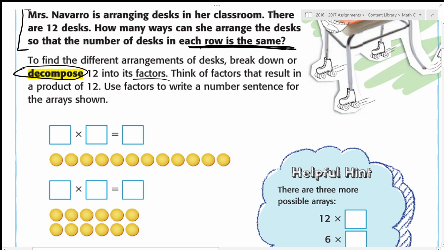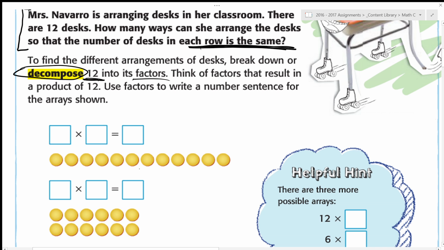Now decompose, if you think about it, decompose with plants and animals is that it breaks down into smaller parts, and that's what happens when you leave a piece of fruit out. It breaks down, it starts to get moldy. That fruit is being broken down into more basic components. Well, in this case, what we're doing is we're taking the number 12 and we're breaking it down into more basic components. So let me give you an example of that.